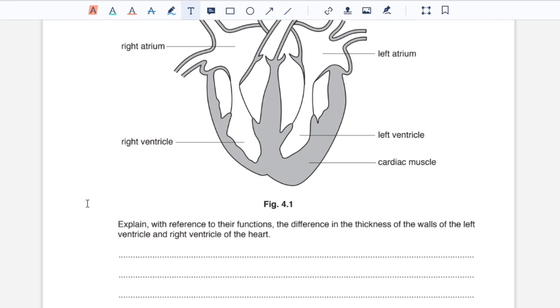Explain with reference to their functions the difference in thickness of the walls of the left ventricle and the right ventricle of the heart. The left ventricle has to supply blood through the systemic route, which is longer and has greater resistance than the pulmonary route. Therefore, the left ventricle has to exert more pressure, which is allowed due to the thicker walls of the left ventricle.